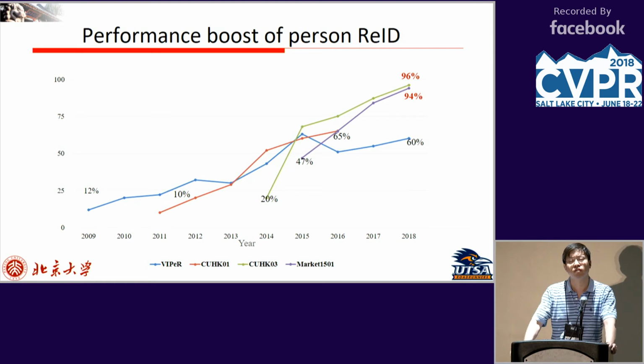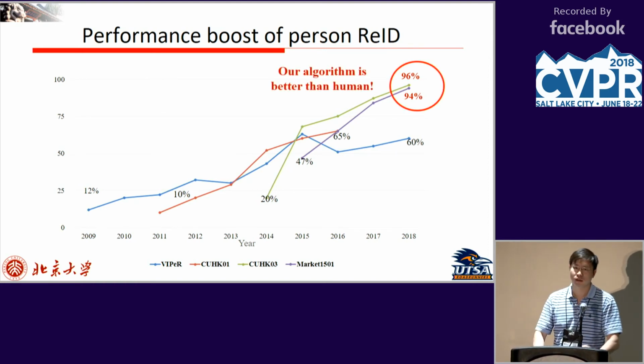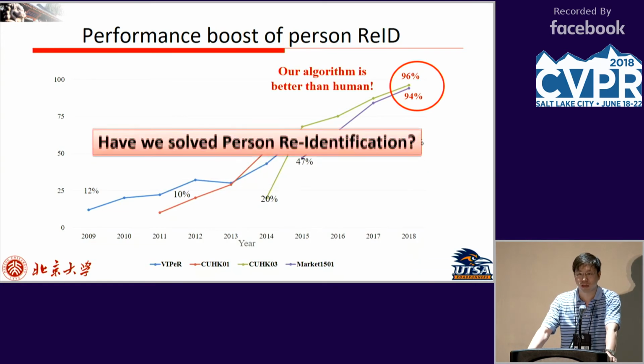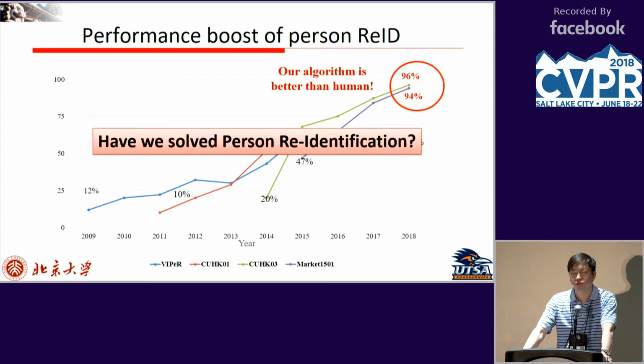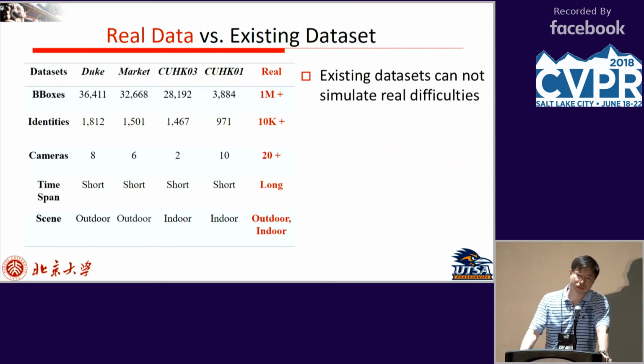First of all, let's see the performance boost of person re-identification in the past 10 years. You can see that some recent algorithms in our community have actually performed better than humans. But we have to say that person re-identification is still far from being solved. So why? Let's see two comparisons. The first one is between the real-world data and our existing academic datasets.